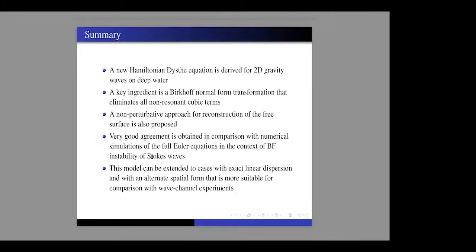I didn't show you here, but the model can be extended to cases with exact linear dispersion. And you can also change the equation into some sort of spatial form that is more suitable for comparison with wave channel experiments. And the plan now is to try to see if we can also extend this model to the 3D case. That's it.